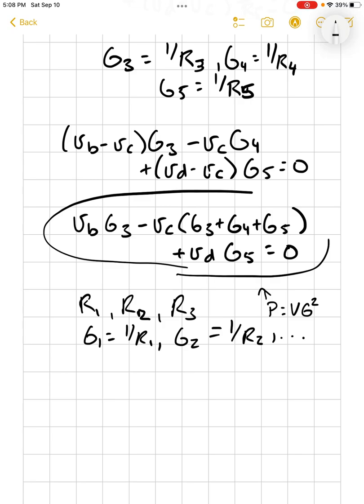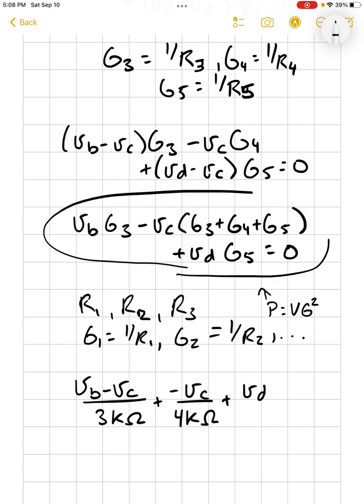Okay, so back to equation 2. So I'm going to say VB, I'm going to rewrite it in terms of my node voltages and my resistances instead of the conductances. This is the equation that I get when I assume that all of the currents are flowing into the node at VC. That is, I'm assuming VC is at a lower potential than all the other surrounding nodes.